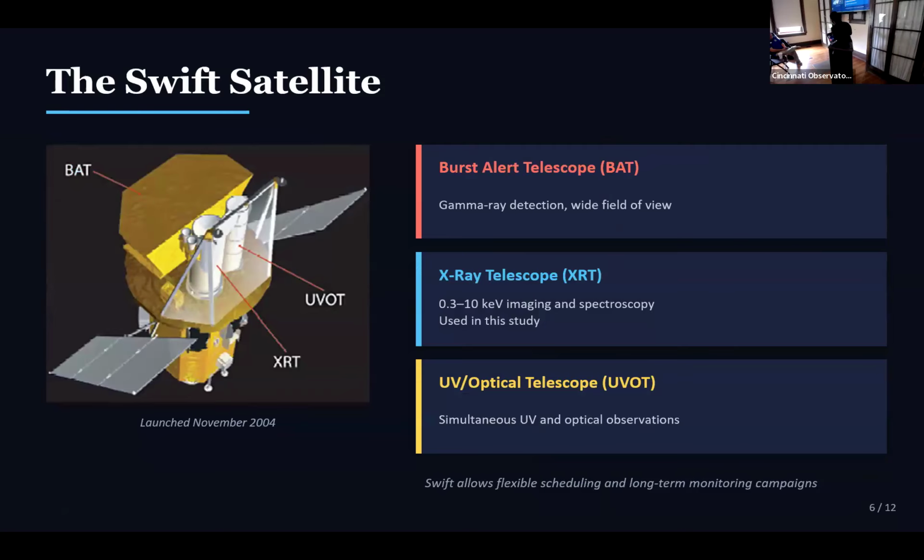So this is SWIFT, the satellite that I used for this data. It was launched in November 2004. It has 3 telescopes: a gamma ray one, an X-ray one, and a UVOT one. The one that I used for this study is this one.